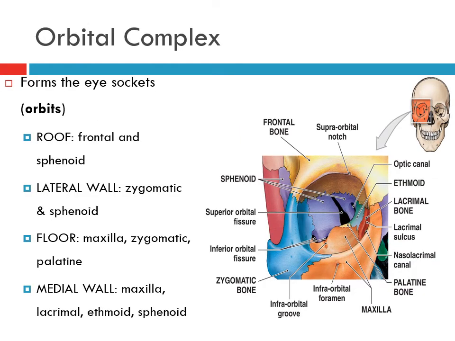This is the picture I was talking about earlier with the orbital complex, where you can see all of the different bones that make up the orbital complex. Just take some time to look over this and see if you can really gauge how these bones are connected with one another. There are 7 bones that form each orbital complex.